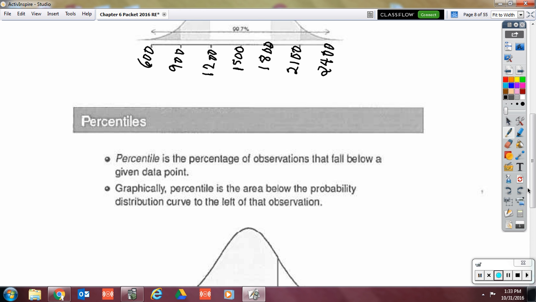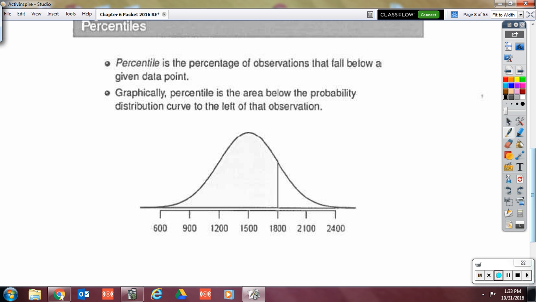Also, when you were growing up, every time you went to the pediatrician each year, they measured your height and weight and said what percentile you are in for your height and weight. So percentile means how much is below your location. So if you got an 1,800, which is one standard deviation up, then we could tell what percentile you are in. So let's think about that for a minute.